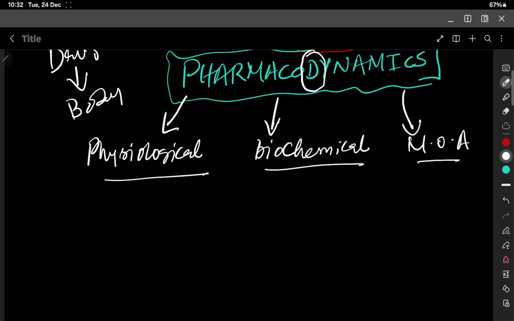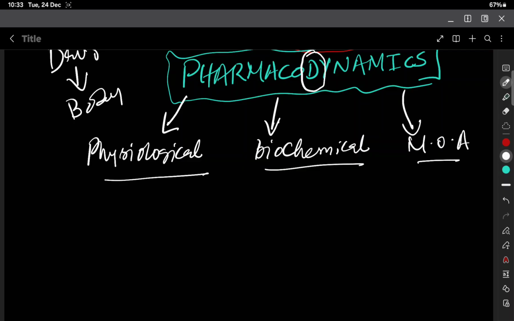Okay, so physiological action: it will change the physiology. Will it change the physiology or will it not? Second one is, it will interact with the chemicals inside the body, that is the biochemical effect. And third one is the mechanism of action. It will act on our body and it will produce an effect, the desired effect which we need. So these are three important things.